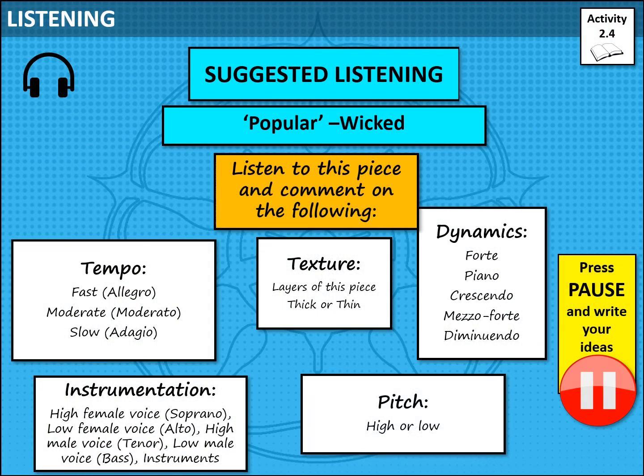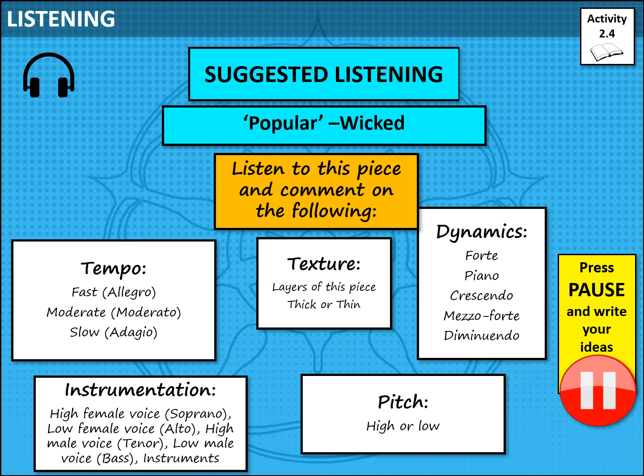Now, some suggested listening. I'd like you to listen to the piece Popular from Wicked, and I'd like you to think about the following and write this in full sentences. So I'd like you to explain a little bit about the tempo. Remember, tempo is the speed of the music, so how fast or slow it was. You've got some lovely terms there. Okay, so fast, the Italian term for fast is allegro, moderate, moderato, slow, adagio. You could really push yourselves now, Year 7, to be including these words within your work. Remember, be writing in full sentences.